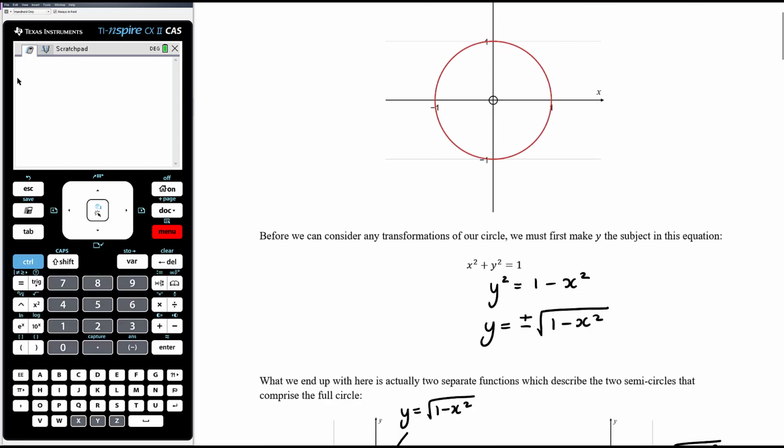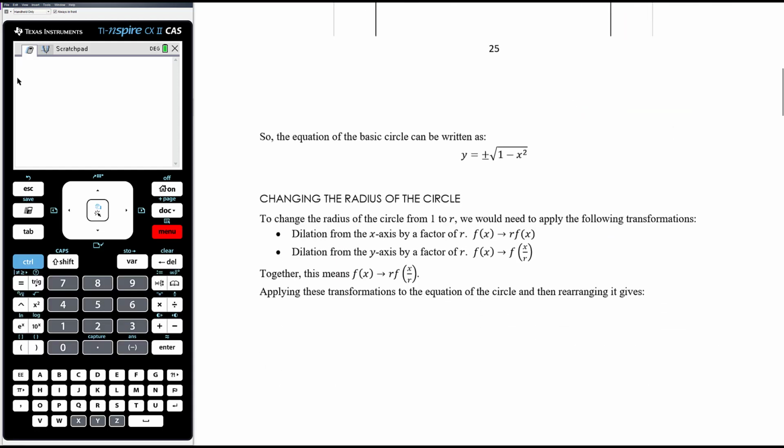Okay, so if we wanted to change the radius from 1 to r, we would need to dilate from the x-axis by a factor of r, which means doing r times f of x, and dilate from the y-axis by a factor of r, which would mean doing f of 1 on r times x, or x on r. And so together, doing both of those transformations, we're going to need to turn f of x, which is this, into r times f of x on r.